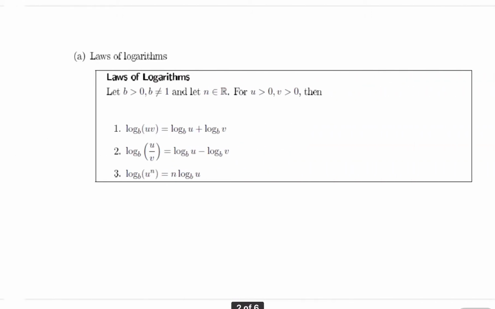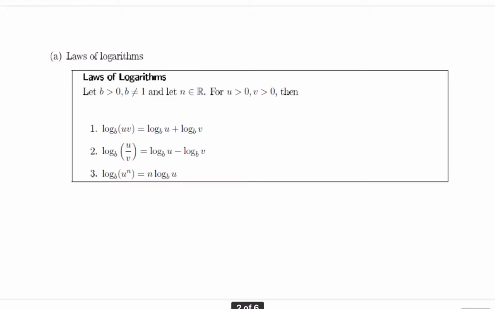Good morning. Let's start now with laws of logarithm. So we're done with the three properties. Now let's move on to the laws of logarithm. We have three laws of logarithm, so please examine this.